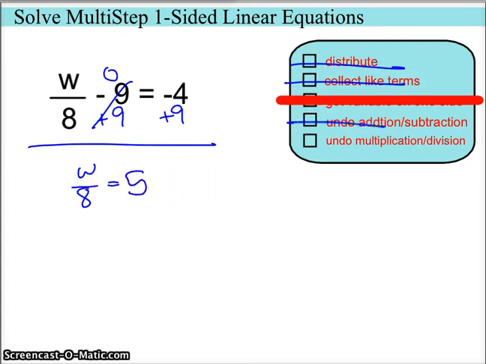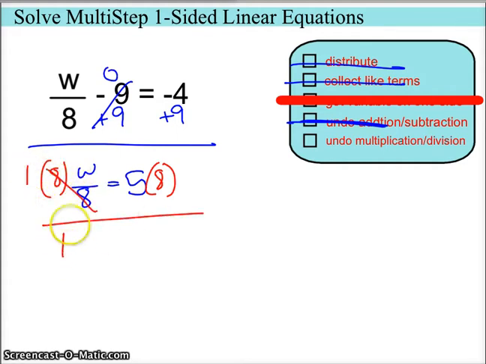Now we've finished undoing addition and subtraction. Now we've got the multiplication or division. We have division here, so the opposite of division is to multiply. We're going to multiply this side by 8, and what we do to one side we do to the other. When you're dividing by 8 and multiplying by 8, we get 8 divided by 8, which again creates a 1. So we're down to 1 times w, which gives us w. And over here, we've got 5 times 8, which gives us 40.